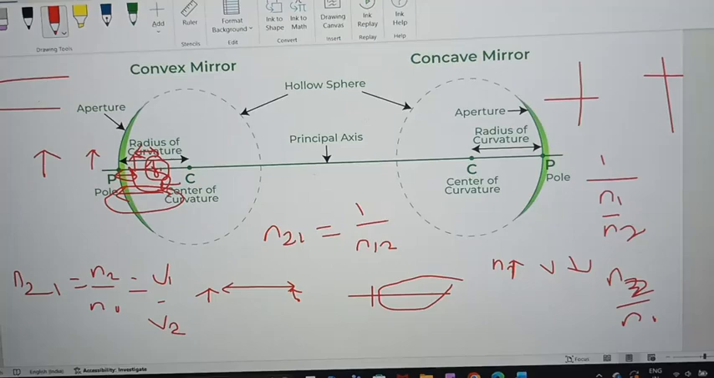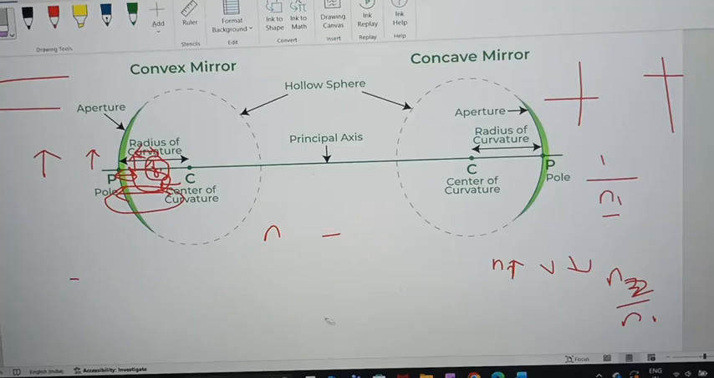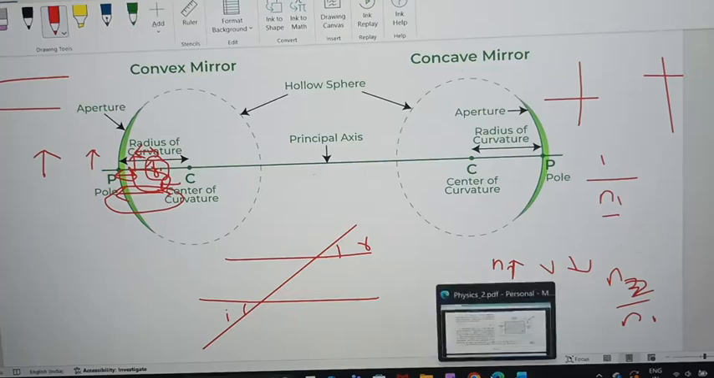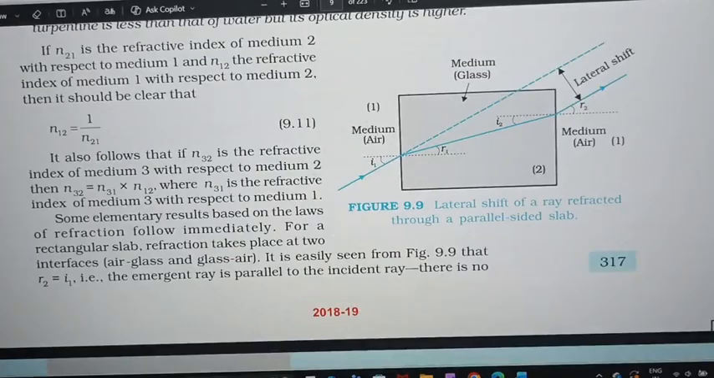So if I draw these parallel normals like this, then there will be one line passing like this. You will get alternate exterior angles. This will be our i, this will be our r. Alternate exterior angles will be equal. So that's why r2 is equal to i1.